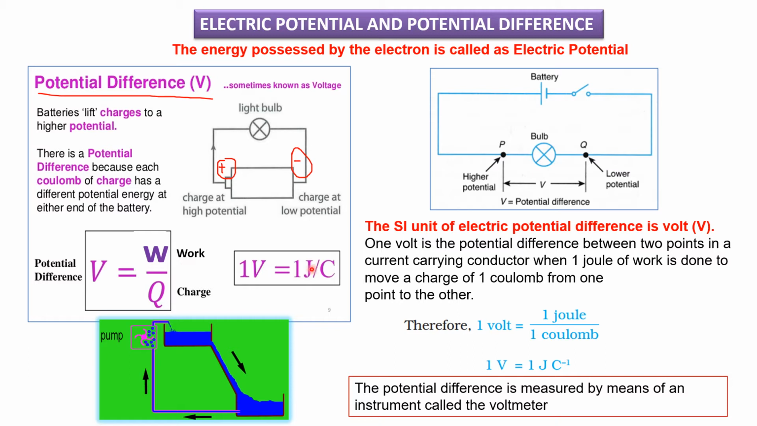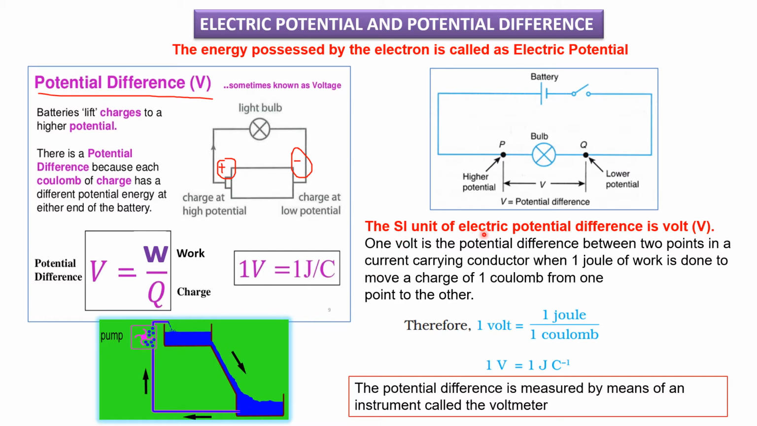Work is represented by joule. The unit of work done or work is joule. What is the unit of Q, charge? Coulomb. That means 1 volt is equal to 1 joule per 1 coulomb. 1 joule per 1 coulomb. So that is voltage. You should remember this formula.